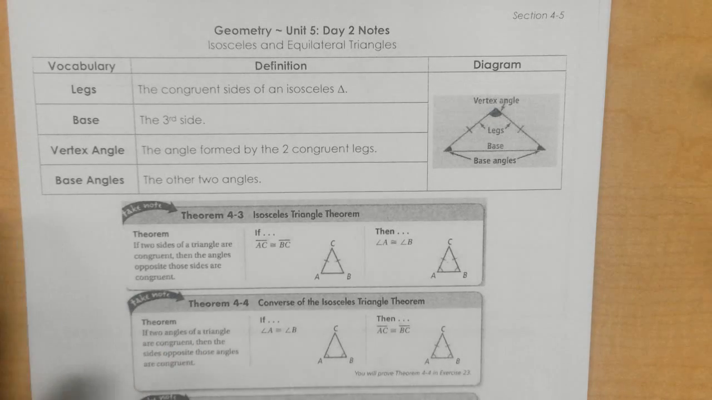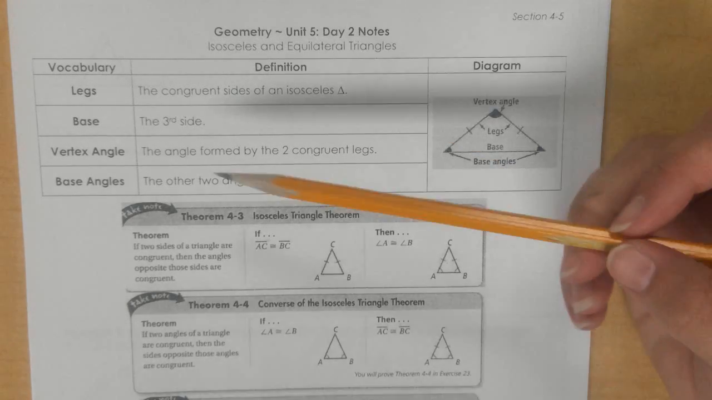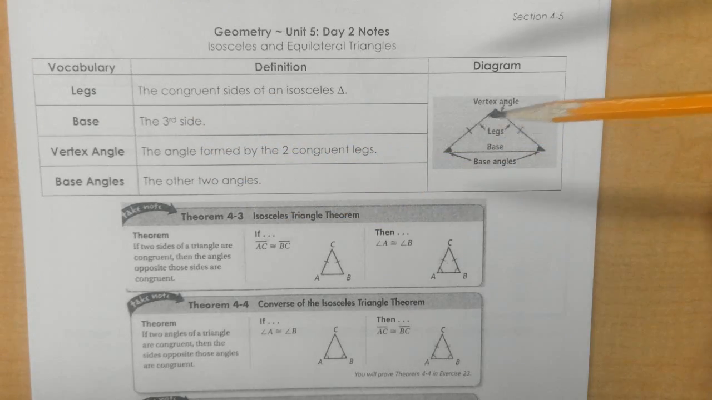For Unit 5, Day 2 notes, the topic is isosceles and equilateral triangles. So the first half of the notes will be about isosceles triangles. And then this vocabulary just shows you different parts of an isosceles triangle.